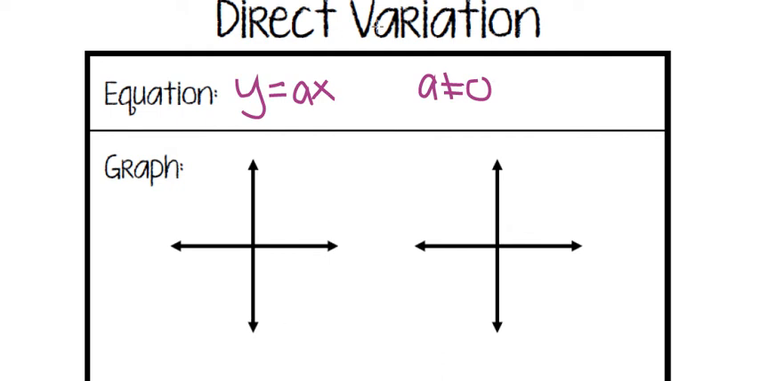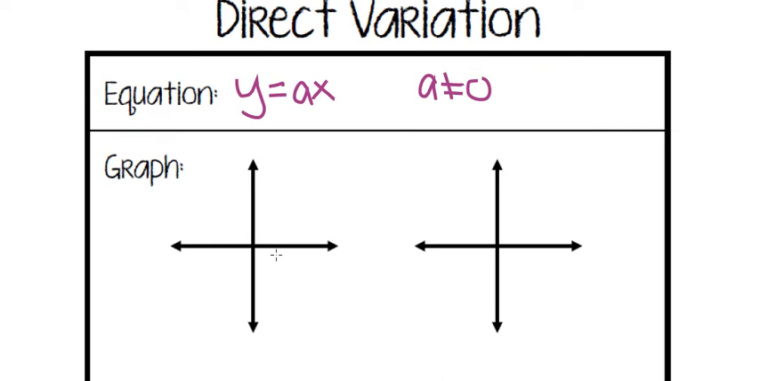So basically what's happening in direct variation is this a value is a constant. So as your x value gets bigger, your y value gets bigger, or as your x value gets smaller, your y value gets smaller. So that's what direct variation means there.